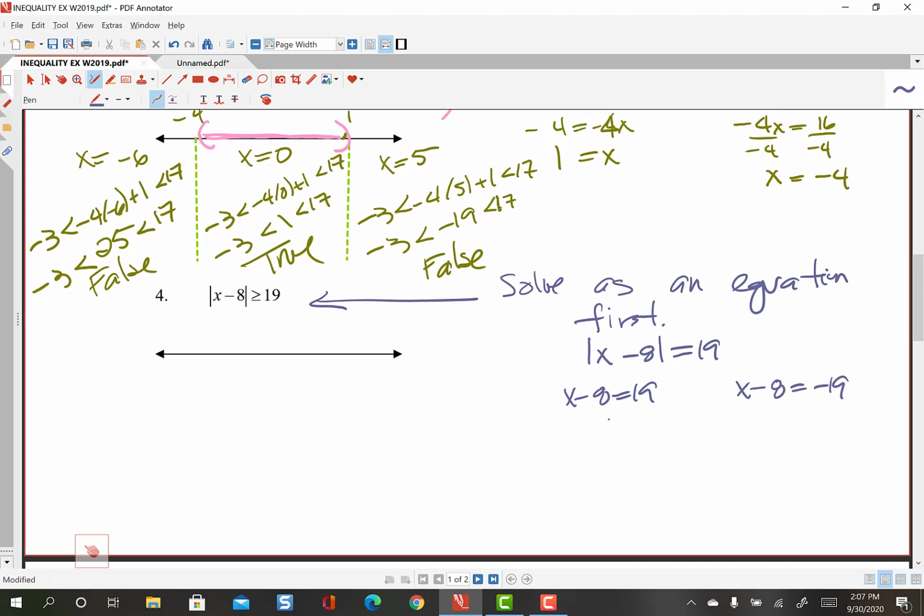Now, if I add 8 to both sides, I get an answer here of 27. And if I add 8 over here, I'm going to get negative 11. So similar to what we did before, I'm going to mark off these spots. Let's say this is 27, and over here is negative 11.